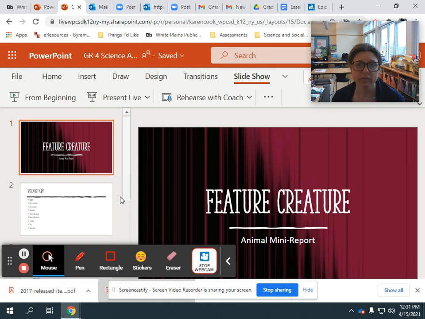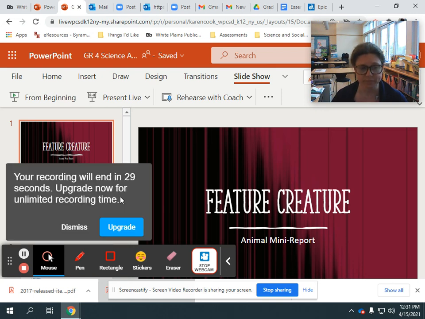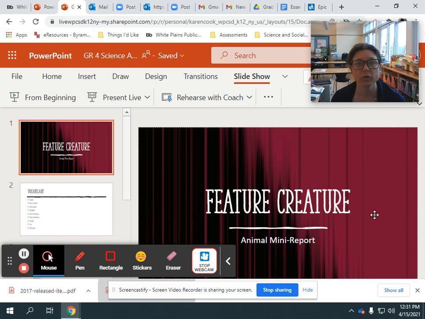All right, scientists, remember, your work this week is to complete a mini report on your feature creature. You get to choose a creature of your choice. And before you even choose your creature, think about the habitat where you want to find a creature.